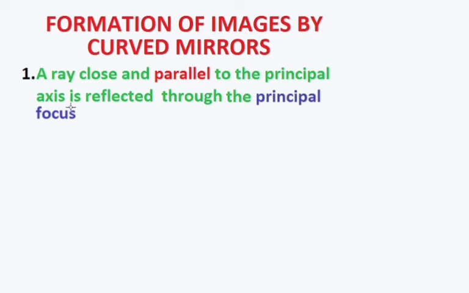Formation of images by curved mirrors. There are 4 rules that we use to construct images in curved mirrors. Let us take a look at these 4 rules. The first rule is that a ray close and parallel to the principal axis is reflected through the principal focus.